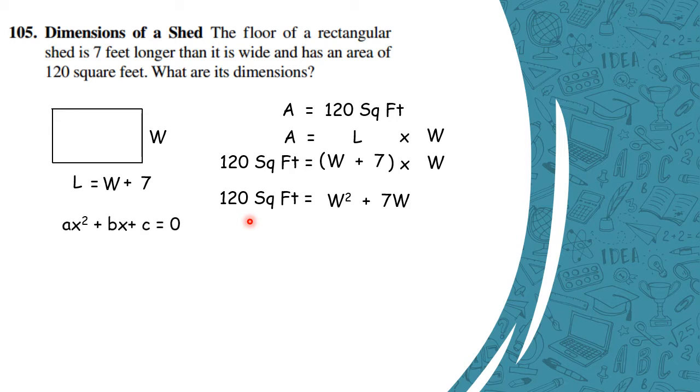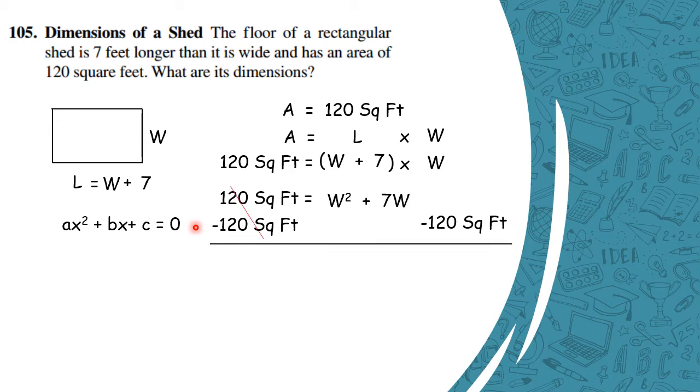Let's check to see if it's in the form ax squared plus bx plus c equals 0. And if it's not, the next step should be subtracting 120 square feet from both sides of the equation to give us, now this side will be 0, and then the other side will be w squared plus 7w minus 120 square feet.